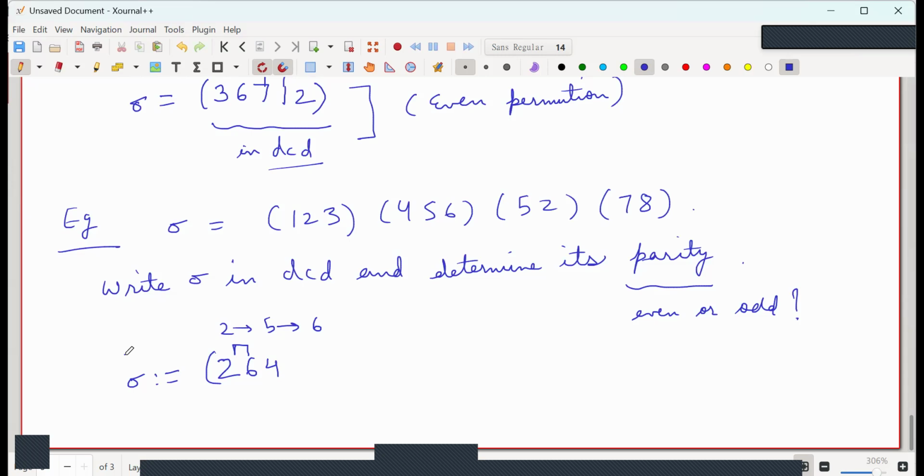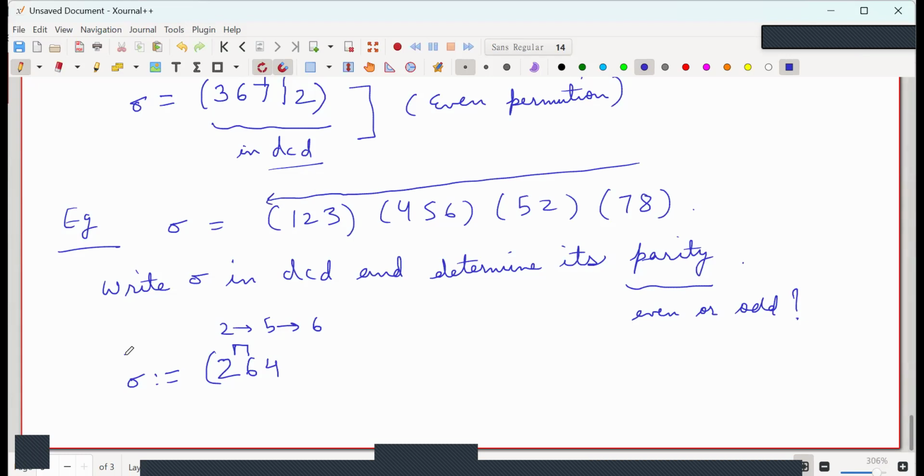Sir, can you explain once again, sir? So we started with 2. The rightmost cycle in which 2 is present is this 5, 2. So here 2 is mapping to 5. We won't stop here. We will see if 5 is there in other cycles which are left to this cycle. So in this cycle, 5 is present. So here 5 is mapping to 6. We are going from right to left, yes.